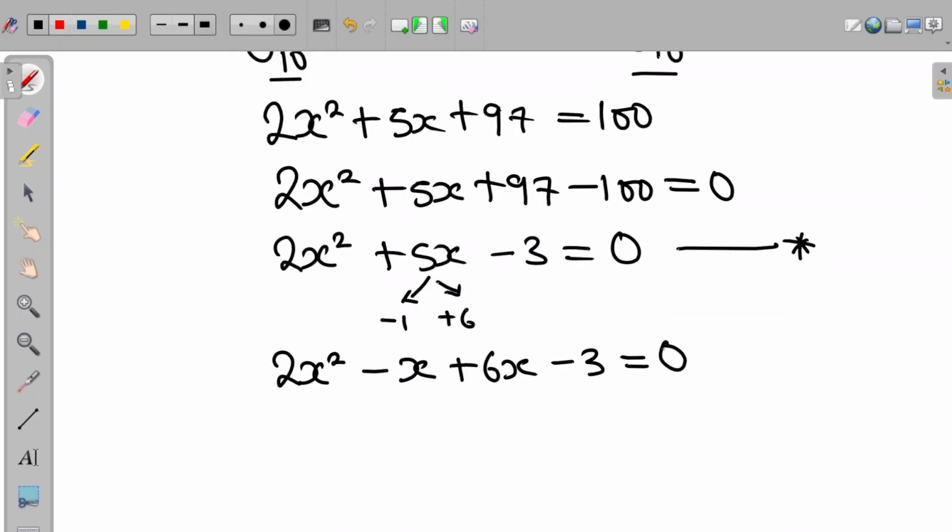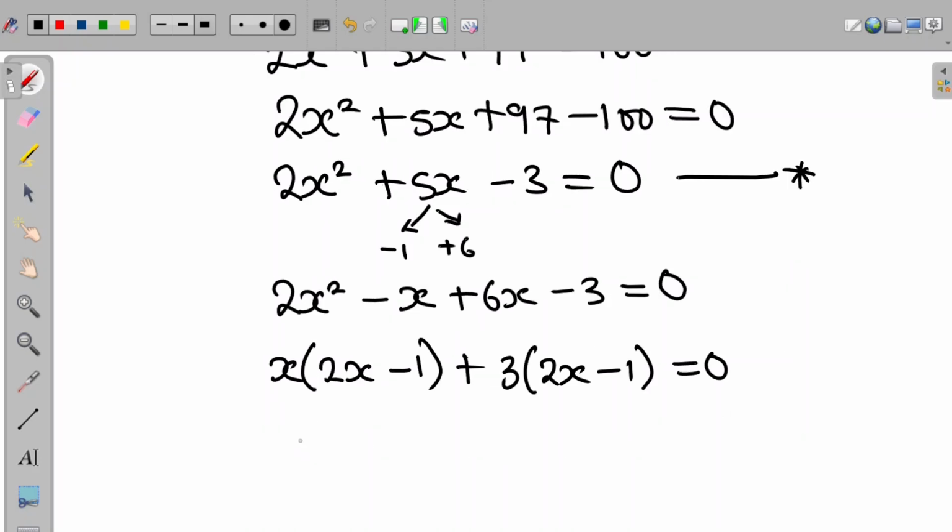So if we group terms and factorize, the equation becomes x, open your bracket, 2x minus 1, close the bracket, plus 3, open your bracket, 2x minus 1, close the bracket, equal to 0. Now, if we factorize, we have x plus 3 multiplied by 2x minus 1 equal to 0.